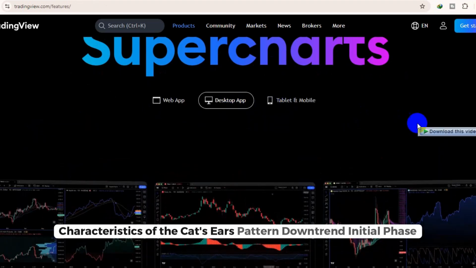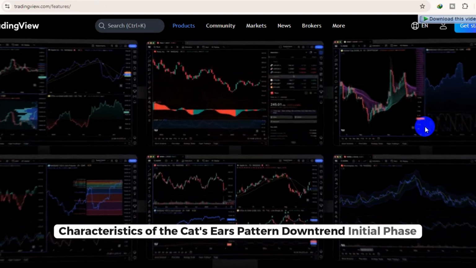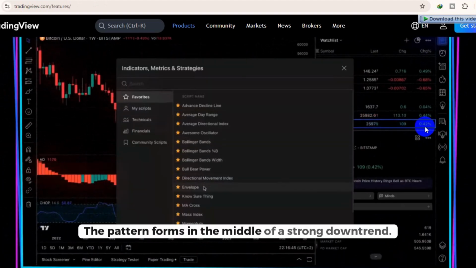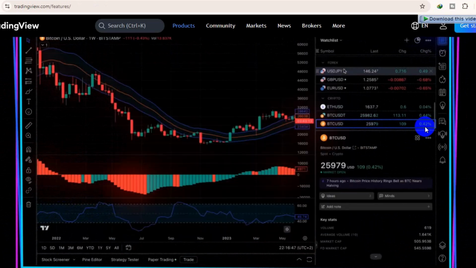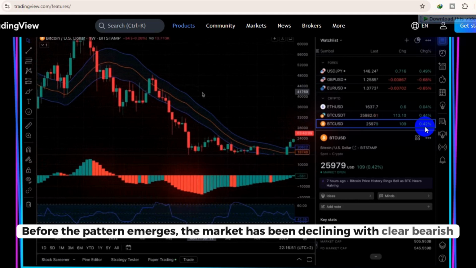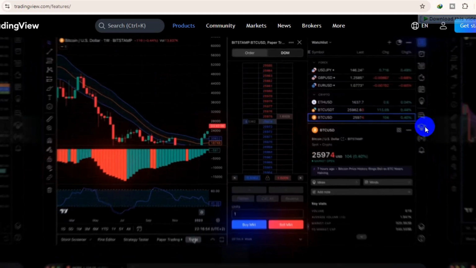Characteristics of the cat's ears pattern. Downtrend, initial phase: the pattern forms in the middle of a strong downtrend. Before the pattern emerges, the market has been declining with clear bearish momentum.